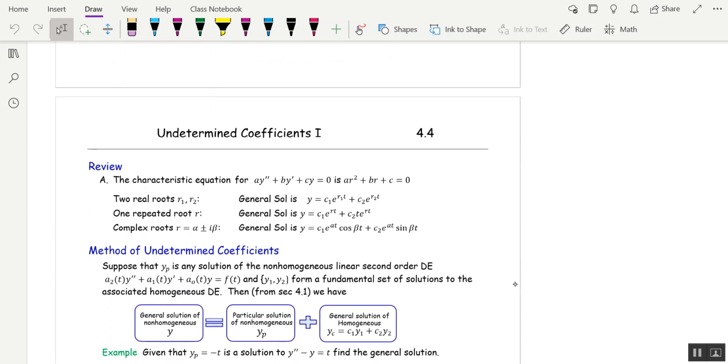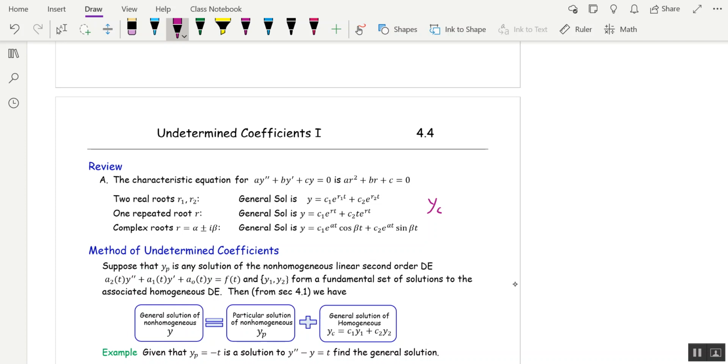Characteristic equation for a y double prime plus b y prime plus c y equals 0 is this quadratic equation, and depending on what the roots are, we have different solutions. So the 3 cases are 2 real roots, repeat real, or complex roots. So we're going to use this today to find yc, which is the solution of the associated homogeneous equation.